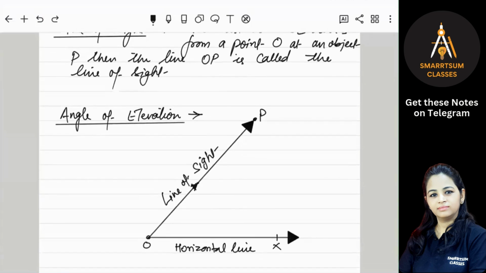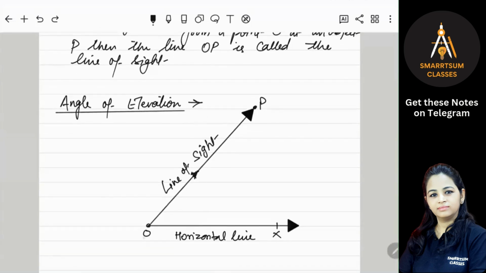Now, suppose you are at point O and you look up at an object P. There is an object at the point P and you are looking at it from the point O, and this object P is placed above the level of your eye. So what is the level of your eye? That horizontal line is the level of your eye, but the object is placed here.